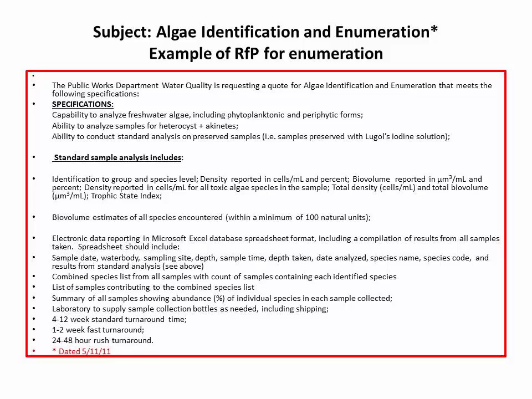That standard sample analysis includes, can you hear me? Okay. Identification to group and species level, density, cells per mil and percent, biovolume in cubic micrometers and mils percent, density in cells per mil for all toxic species, total density and total biovolume, and a trophic level index. Biovolume estimates encountered within a minimum of 100 natural units. We haven't discussed natural units yet, but as an alternative to counting cells, if you count a colony, that's a natural unit.